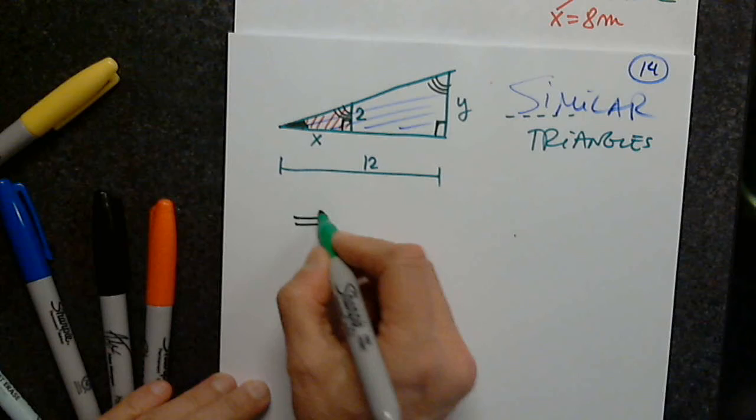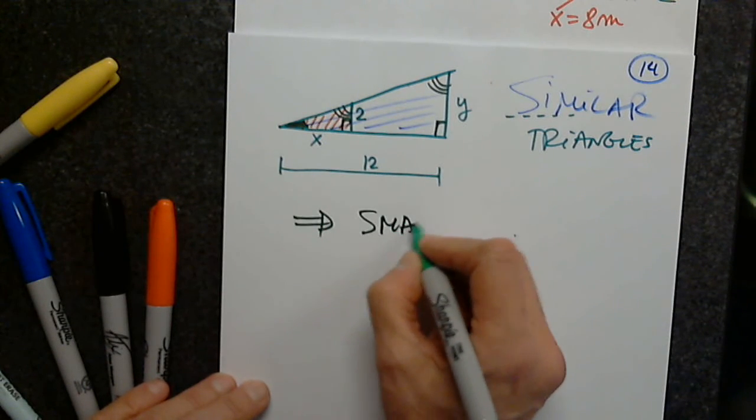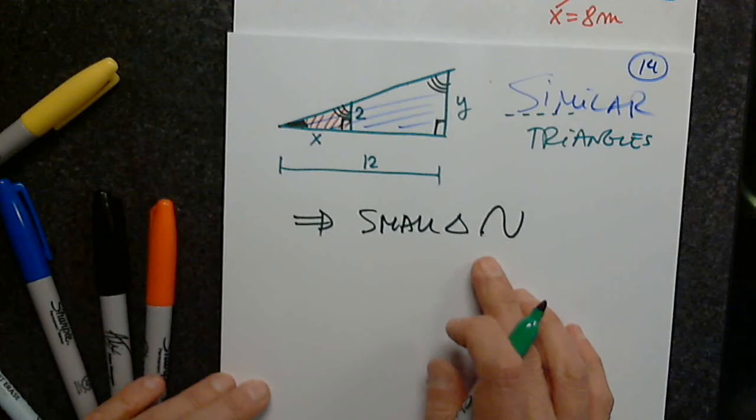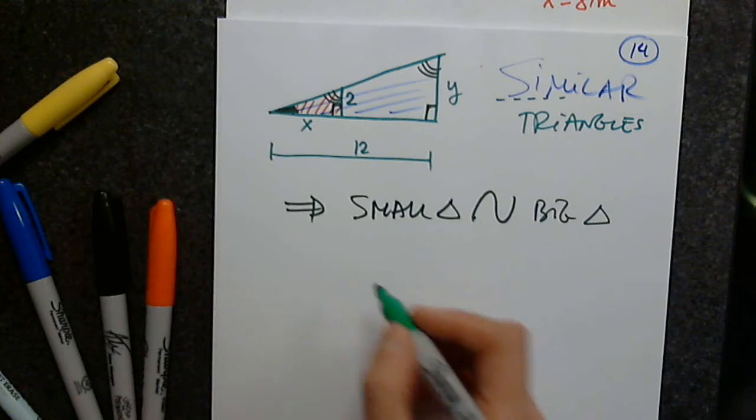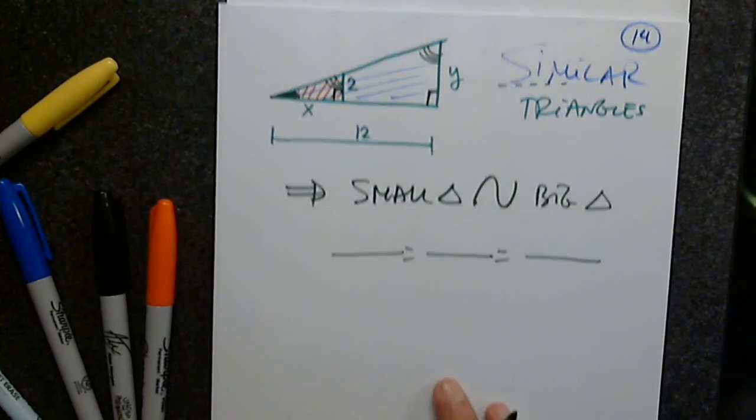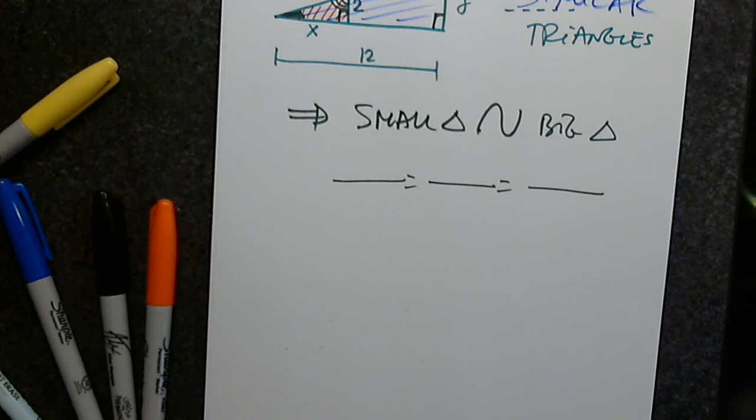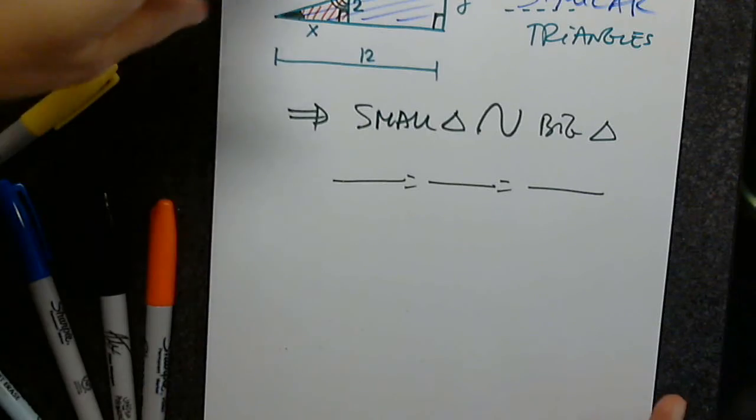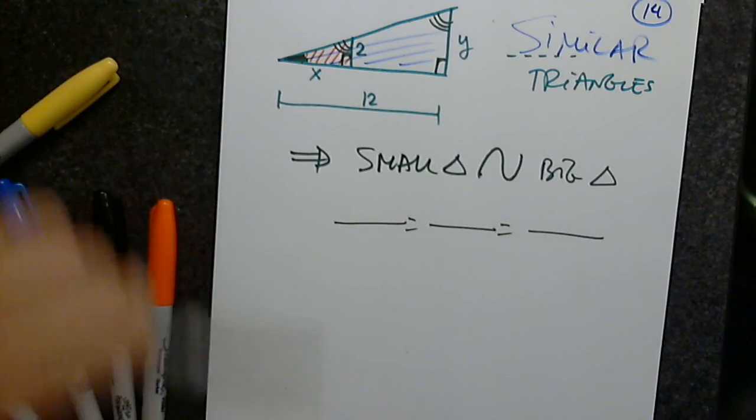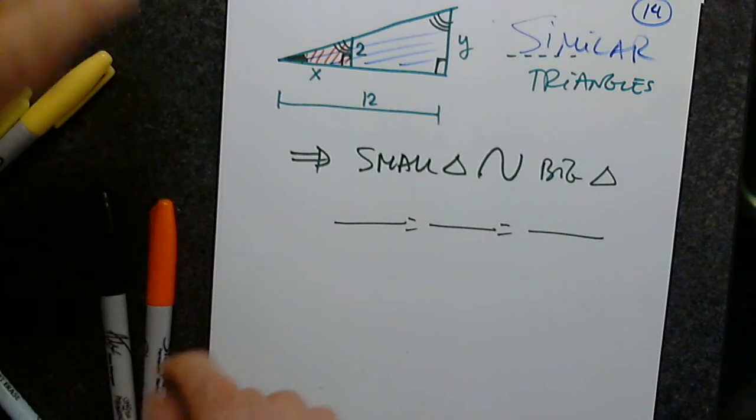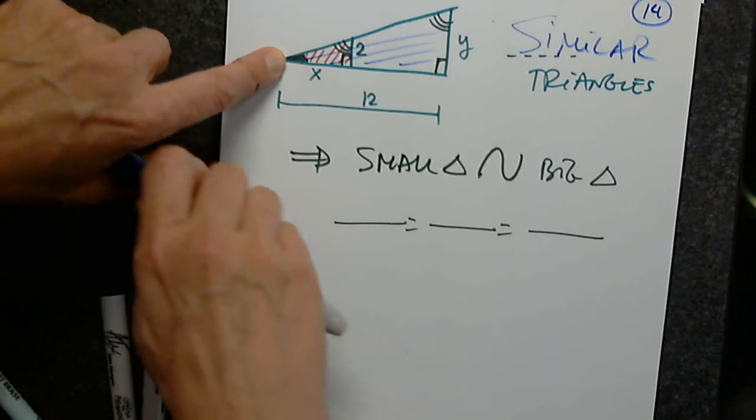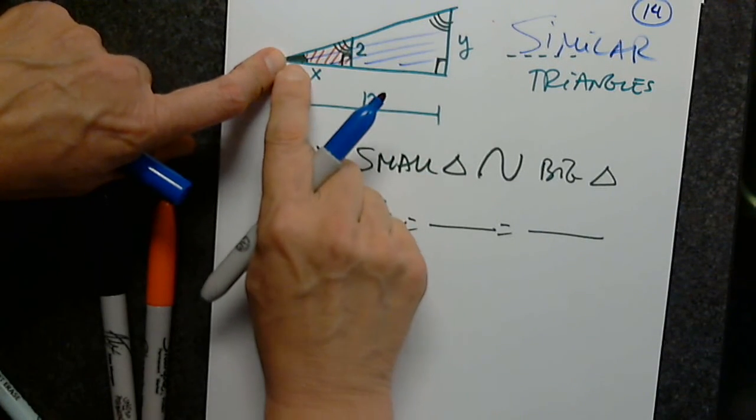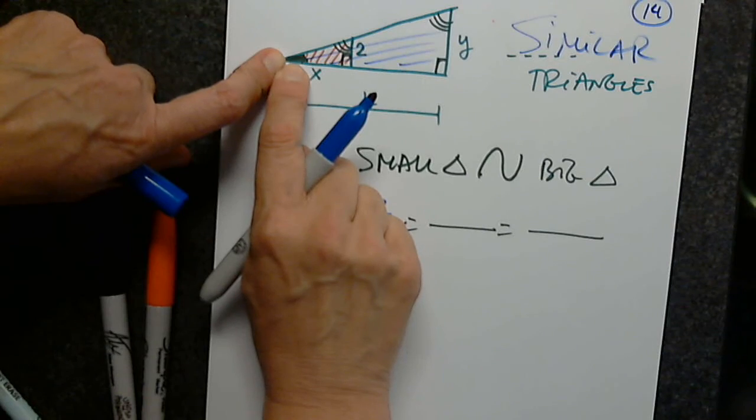Only now I can say that the small triangle is similar, this is the notation for similar to, the big triangle. Only now I can write proportions with their sides, only after I show that they are similar. So let's start, because this is very important, where we start and how we keep it in order. The opposite of this angle in the small triangle is 2. The opposite of the same angle in the big triangle is?